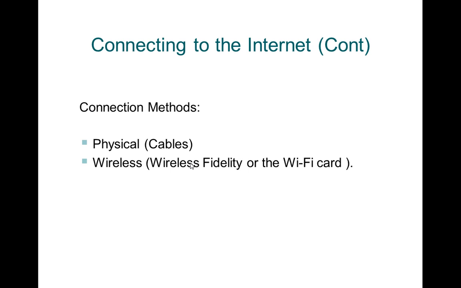The next requirement for connecting to the internet is connection methods. What are the connection methods that are used to connect to the internet? There are two types. The first one is physical, which means we can use physical cables for connecting to the internet. Then another method is wireless. We can use the wireless technique, without using wires, that is wireless fidelity or the Wi-Fi card. So there are two methods for connecting to the internet: either we use a cable or we use Wi-Fi. The full form of Wi-Fi is wireless fidelity.